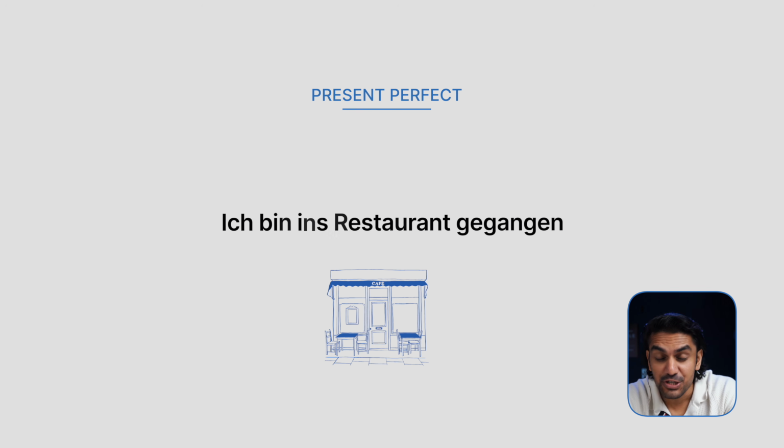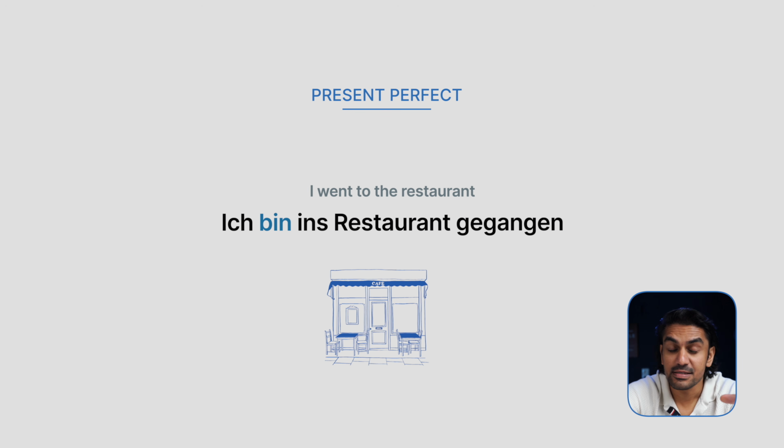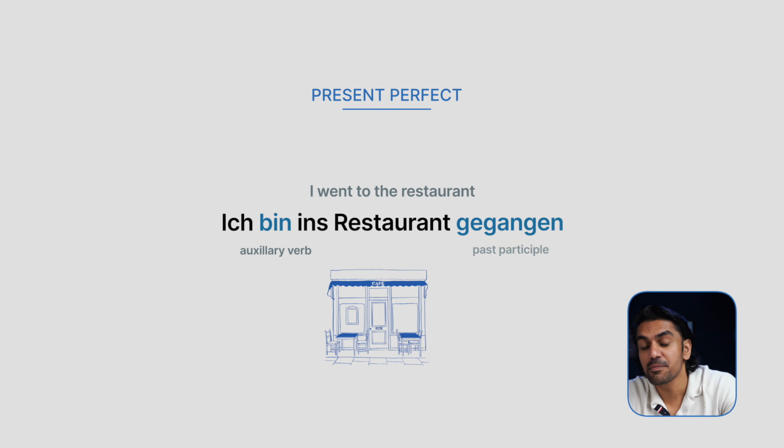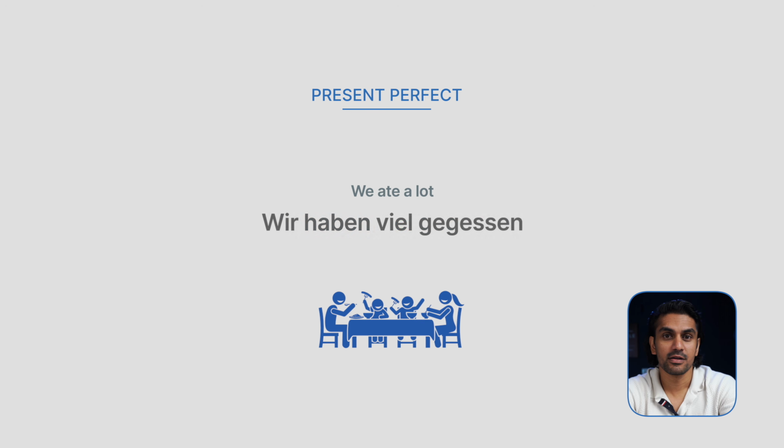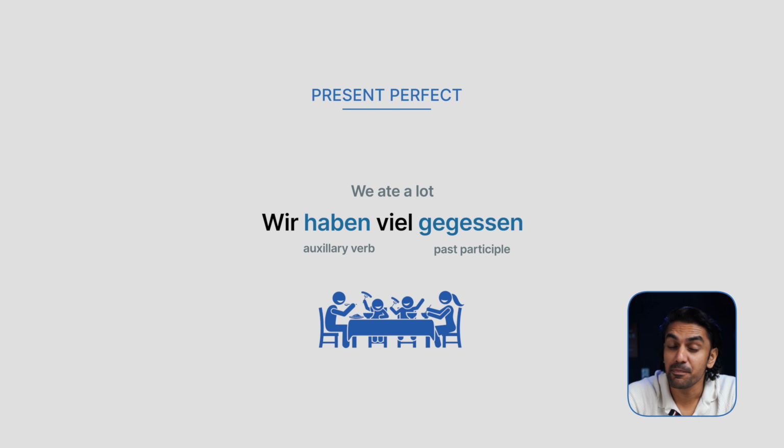For example, Ich bin ins Restaurant gegangen. I went to the restaurant. Here bin is the ich form of sein and is used as a helping verb. And gegangen is the past participle of gehen or to go. Another one, wir haben viel gegessen. We ate a lot. Here haben is the wir form of the verb haben, which is used as the auxiliary verb, and gegessen is the past participle form of essen or to eat.